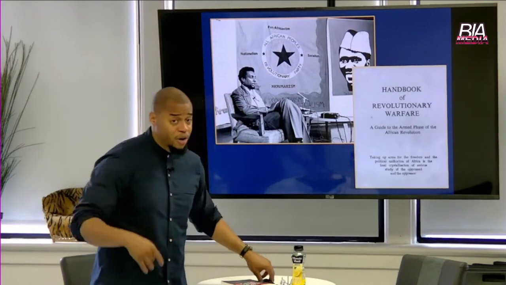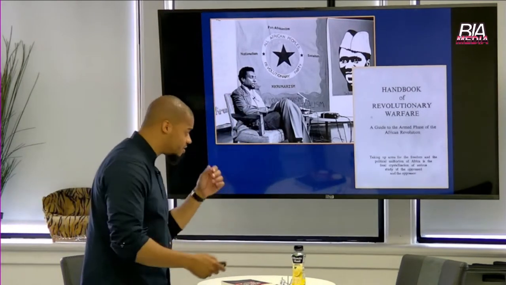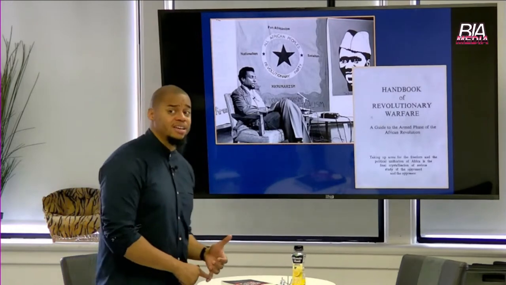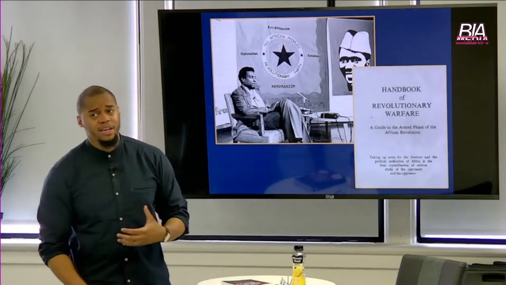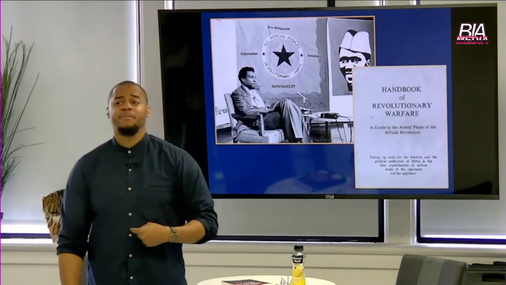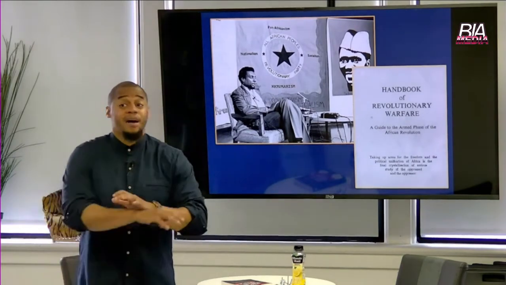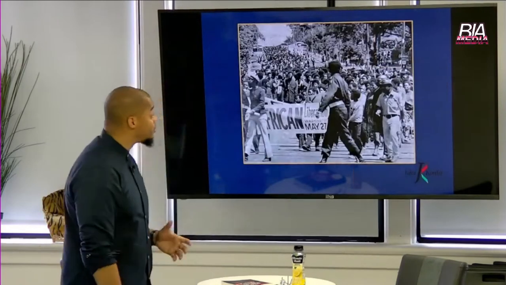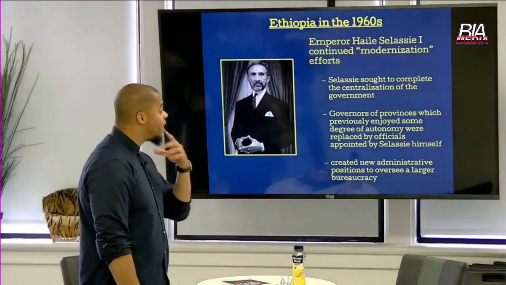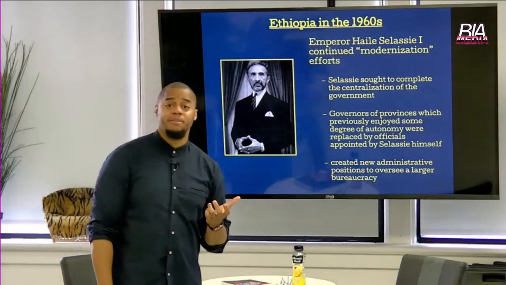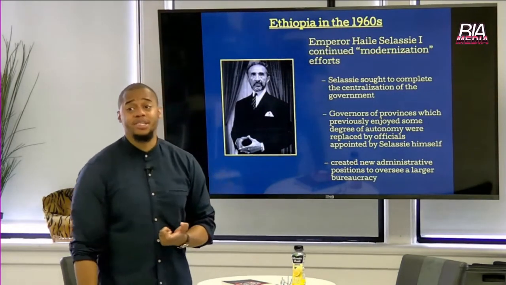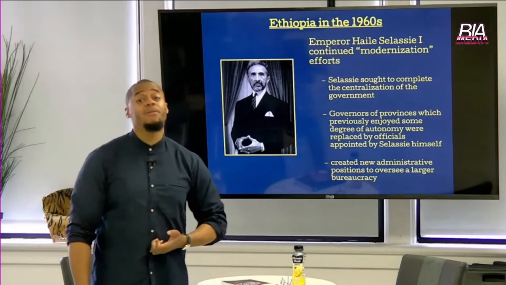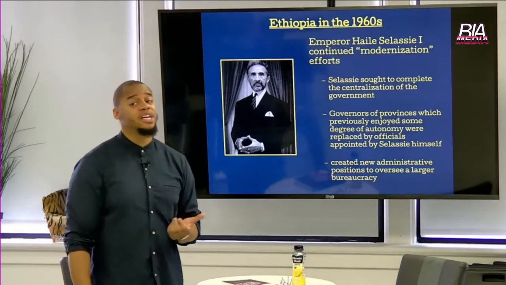I'm actually gonna go back to the continent right now. While all this is going on, there's a group of students studying in the United States and studying in Europe, and they're reflecting back on their own country, a country that wasn't colonized, a country that, again, was this shining example, which was Ethiopia. And their leader, by the time we get to the 1970s, Emperor Haile Selassie, has been the leader since 1930, so 40 years of the same regime.